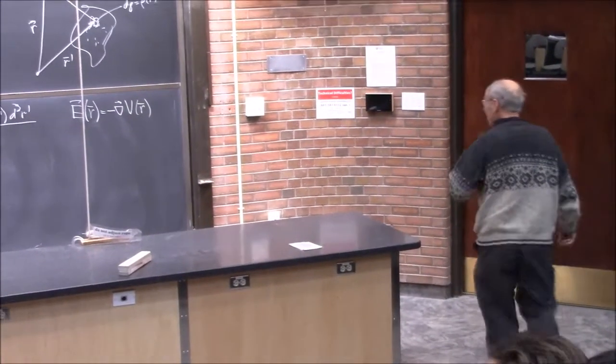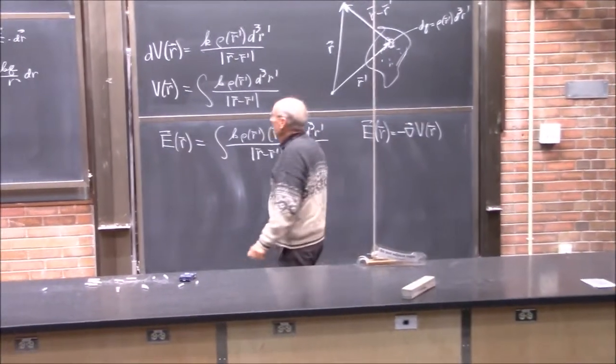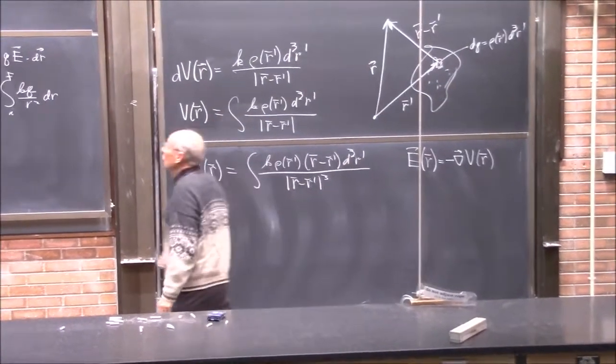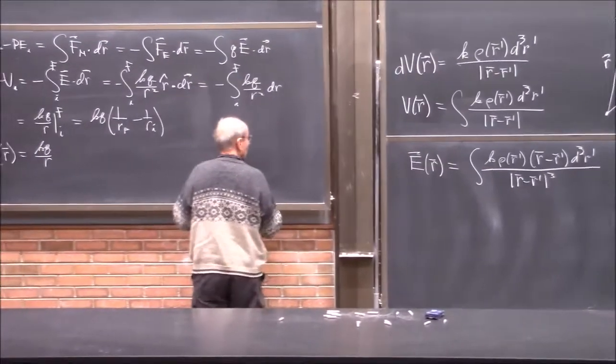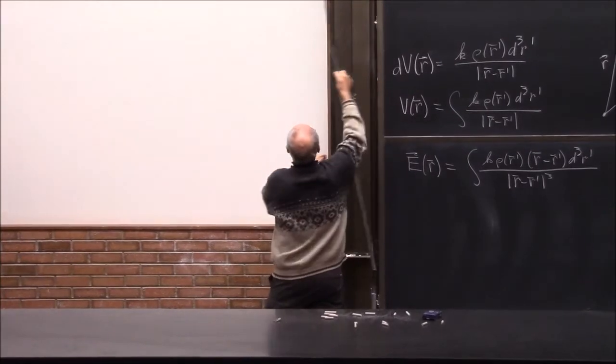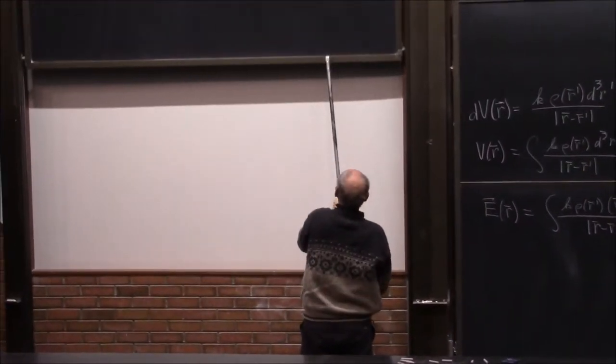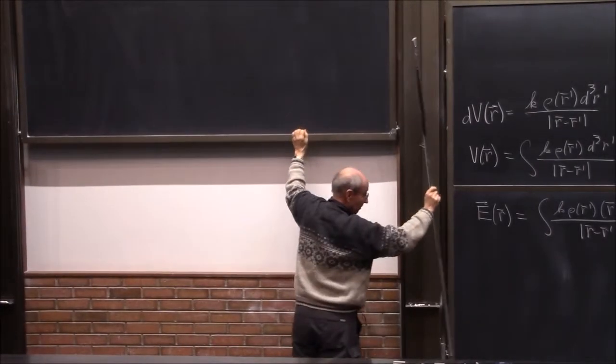Okay, let's give an illustration of how this would work. So let's suppose we have some known charge distribution. And let's pick, to see exactly how this is going to play out, a nice simple situation.